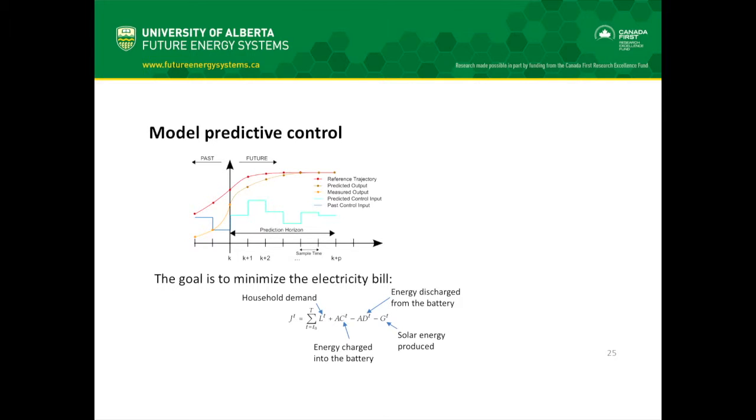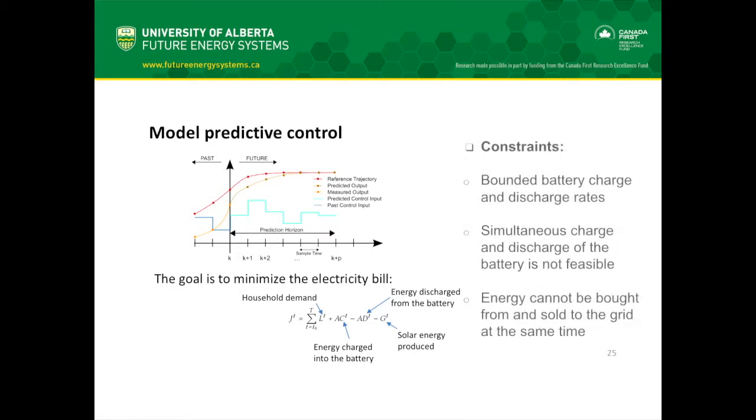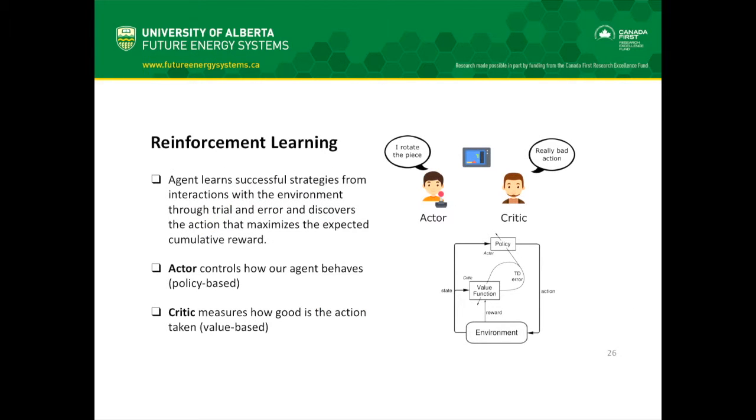To do that, we need to minimize or optimize an objective function, and here we are minimizing the amount of energy that we are purchasing from the grid. So by minimizing that, and also under some constraints, we can find the control policies that we may need for our control algorithms.